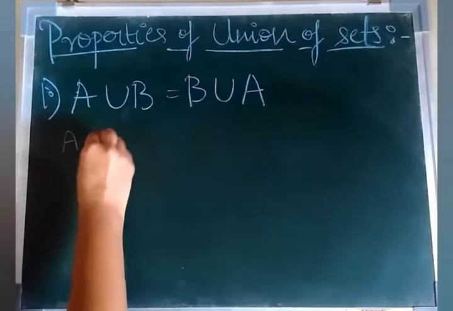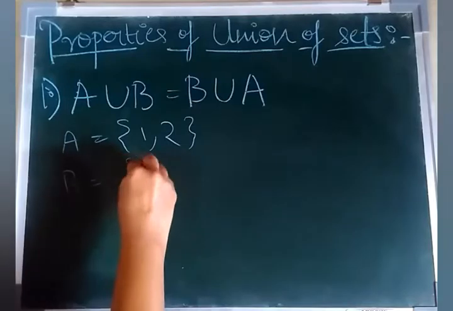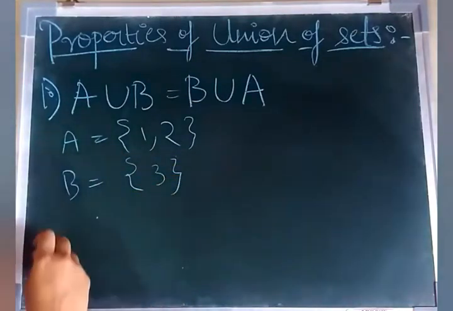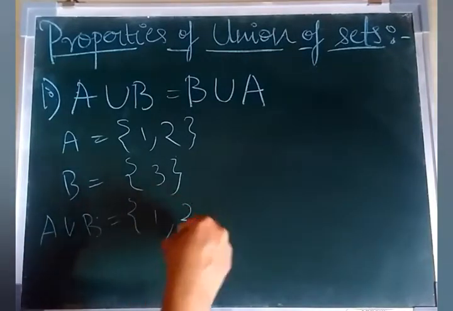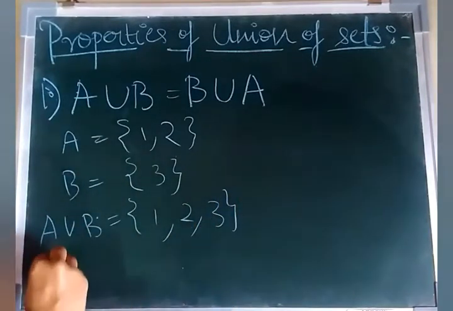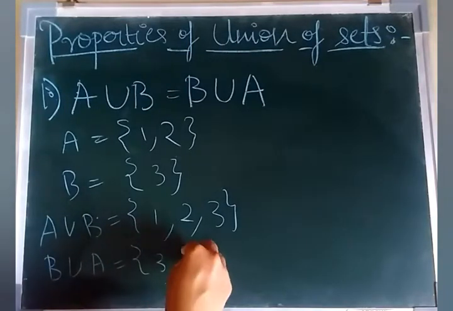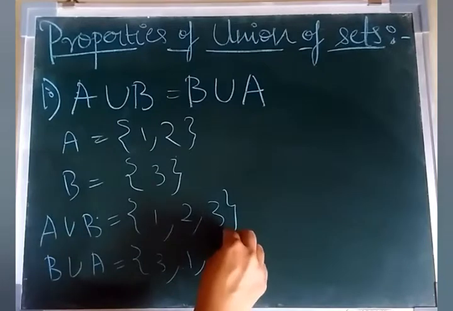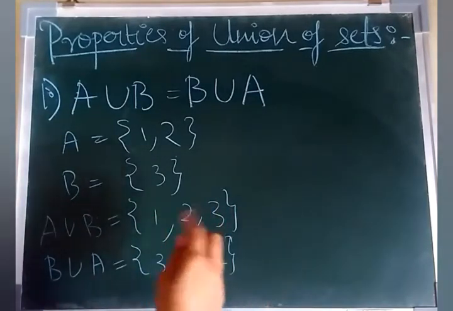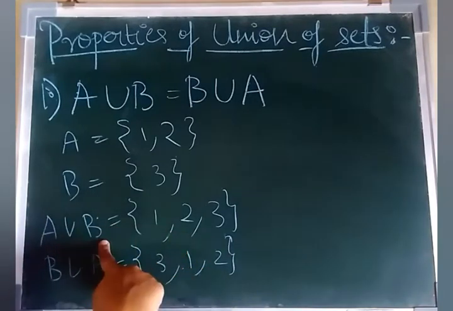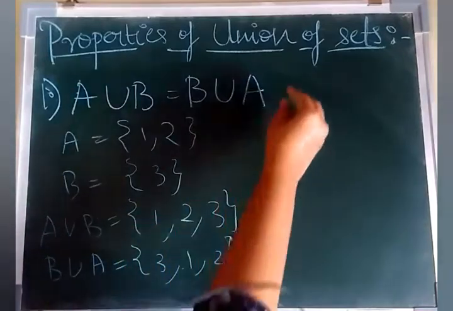If we take two sets, A is {1, 2} and B is {3}, a singleton set, then A union B is {1, 2, 3}. If I write B union A, it is {3, 1, 2}. Since the order in which we write the elements is not important, these two sets are equal because all elements here are also here. So A union B is the same as B union A. So this is verified.